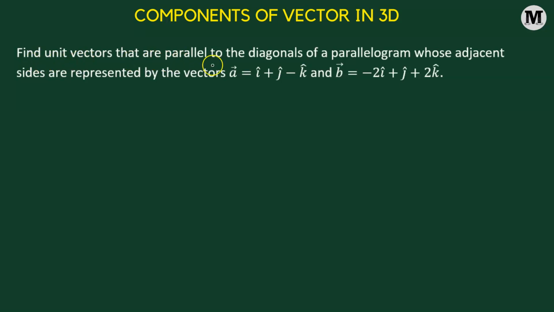Find unit vectors that are parallel to the diagonals of a parallelogram whose adjacent sides are represented by the vectors A and B. Let us begin. We'll try to understand the problem graphically first.